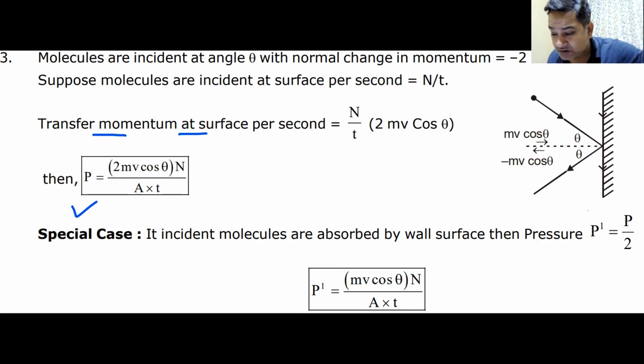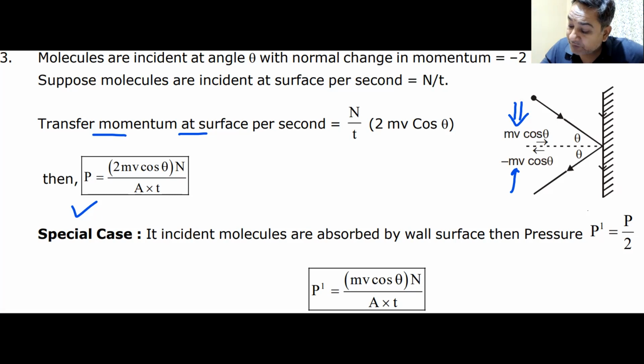Why is it 2mv cos theta? Because once it is hitting, the momentum along x-axis is mv cos theta. When it is going back, the momentum is minus mv cos theta. Total change in momentum is 2mv cos theta multiplied by the number of molecules hitting, multiplied by time, divided by area, will give you the pressure exerted by one atom, or the total number of atoms hitting this wall, and that is the pressure exerted by these molecules hitting the wall.